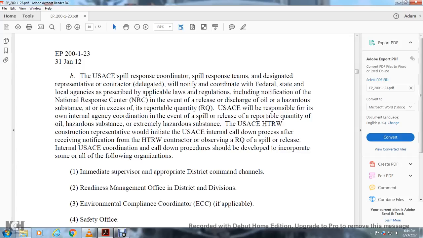and will notify the National Response Center in the event of a release or discharge of oil or hazardous substances in excess of the reportable quantity. The USACE will respond for its own agency, coordinating in the event of a spill and release of the reportable quantity of oil, hazardous substances, or extremely hazardous substances.